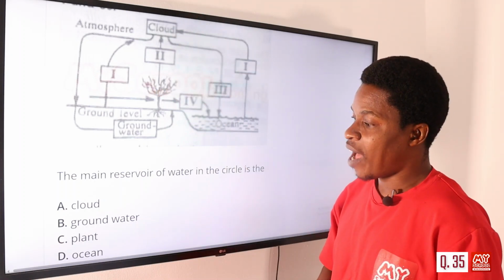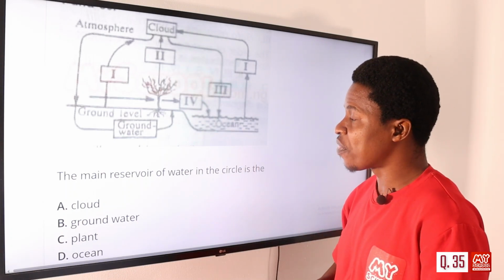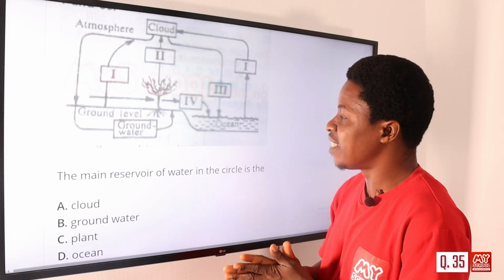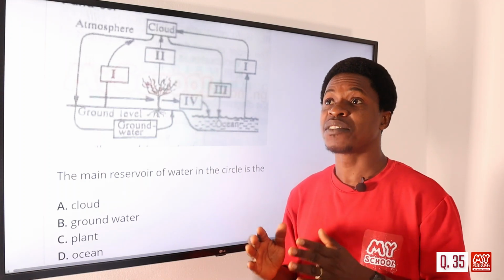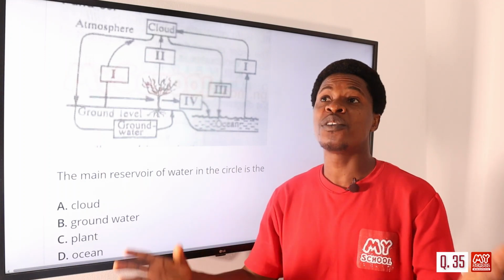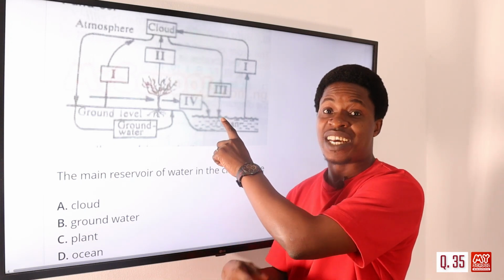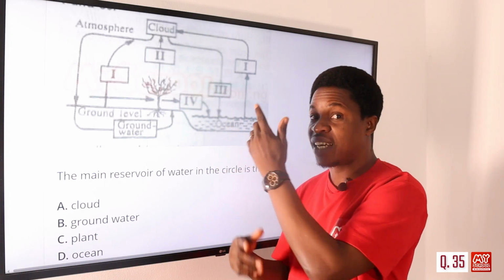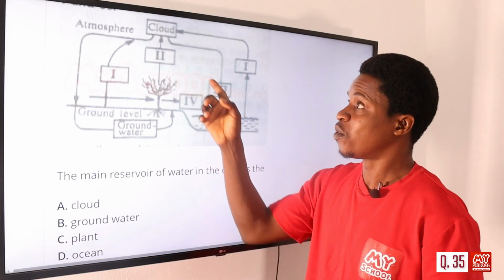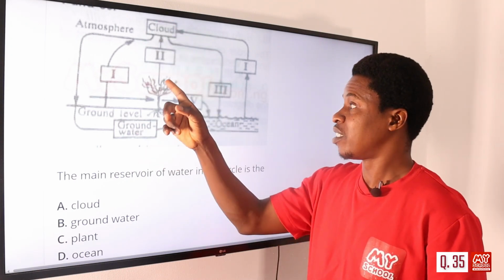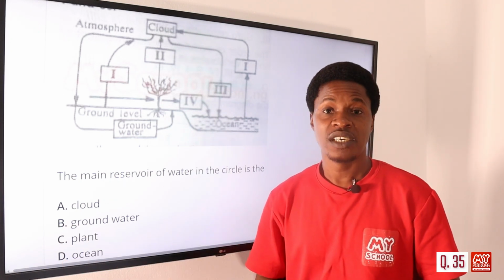So it is not. While option D, which is ocean, yes, ocean is attributed with the title of being the main reservoir of water. The reason being that it has about 97% of all the water on the earth. So if you have a larger percentage of water on the ocean, then I think that should be the main reservoir of water in the cycle, not the cloud, not the groundwater, not the plant, but the ocean. So the correct answer based on that is option D, ocean.